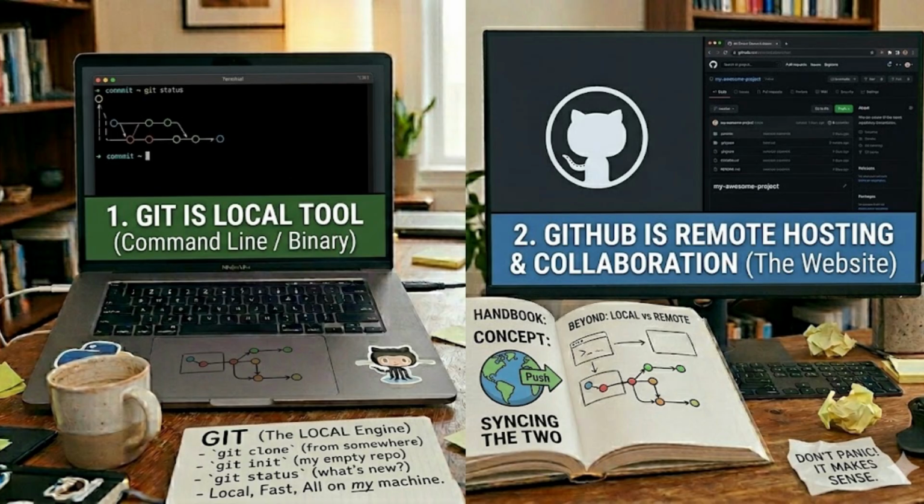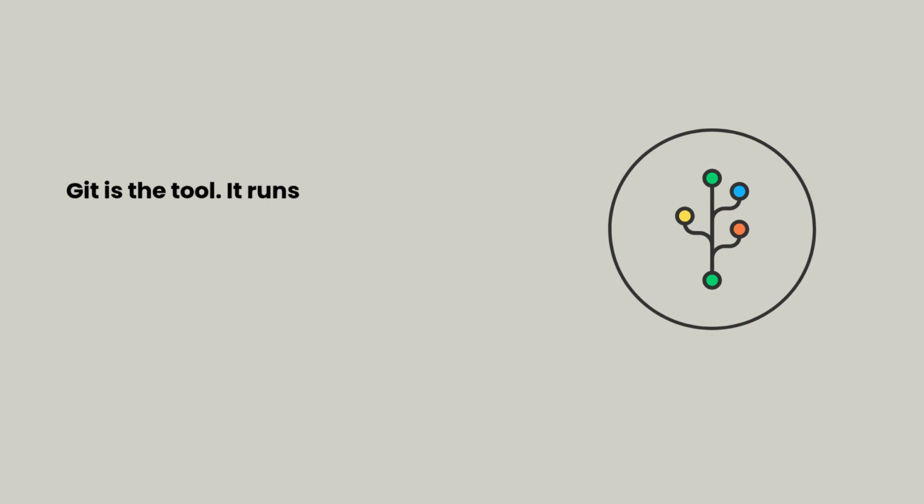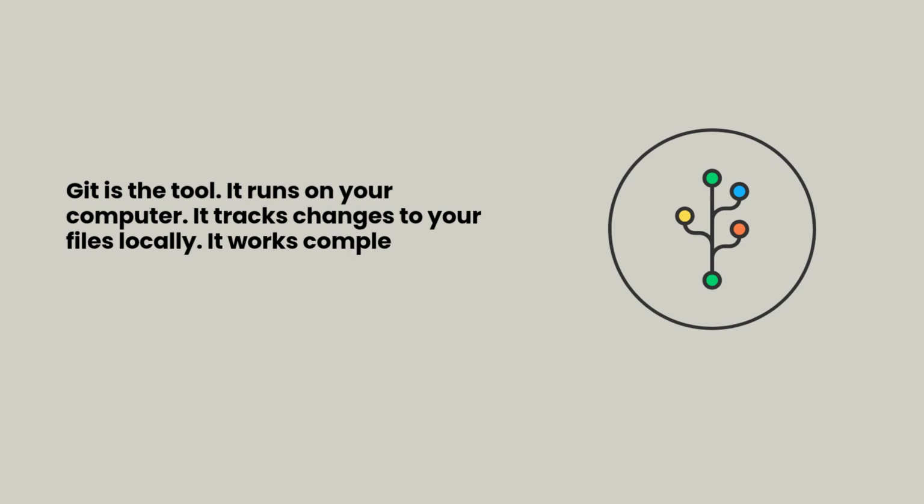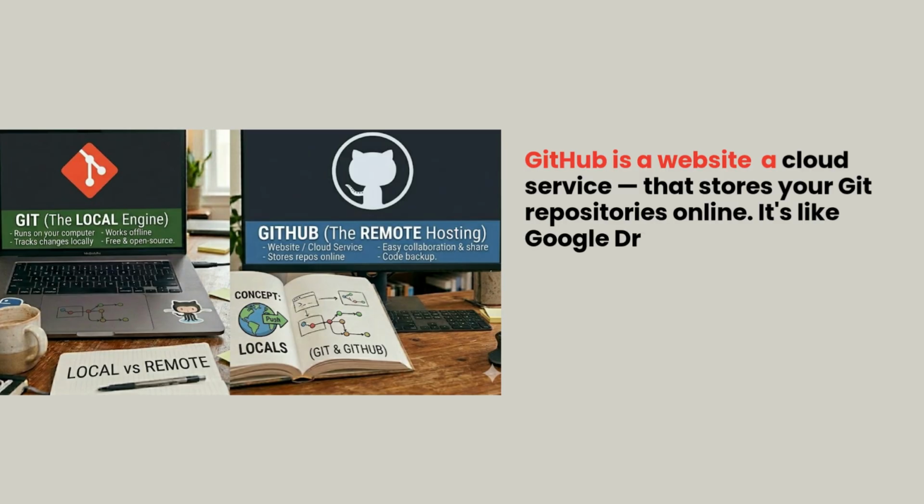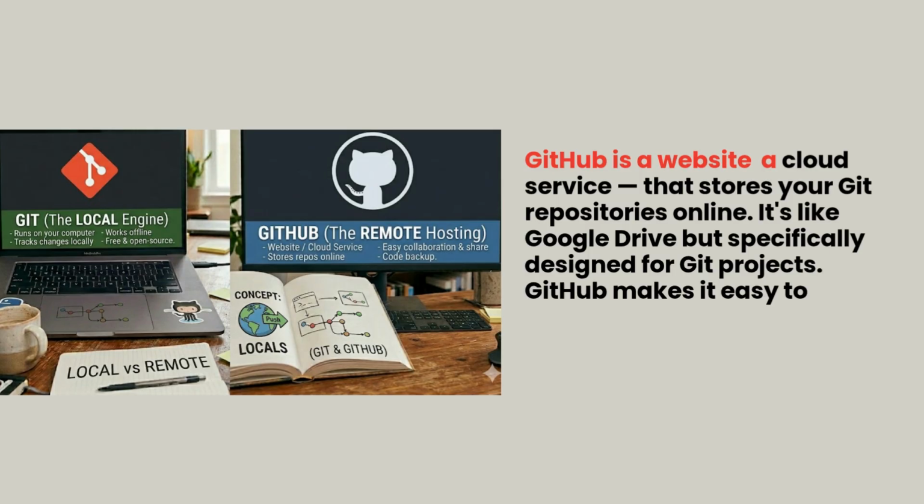Git versus GitHub. Before we go any further, I need to address the confusion that trips up almost every beginner. Git and GitHub are not the same thing. Git is the tool. It runs on your computer. It tracks changes to your files locally. It works completely offline. Git doesn't know GitHub exists. GitHub is a website, a cloud service that stores your Git repositories online. It's like Google Drive, but specifically designed for Git projects.